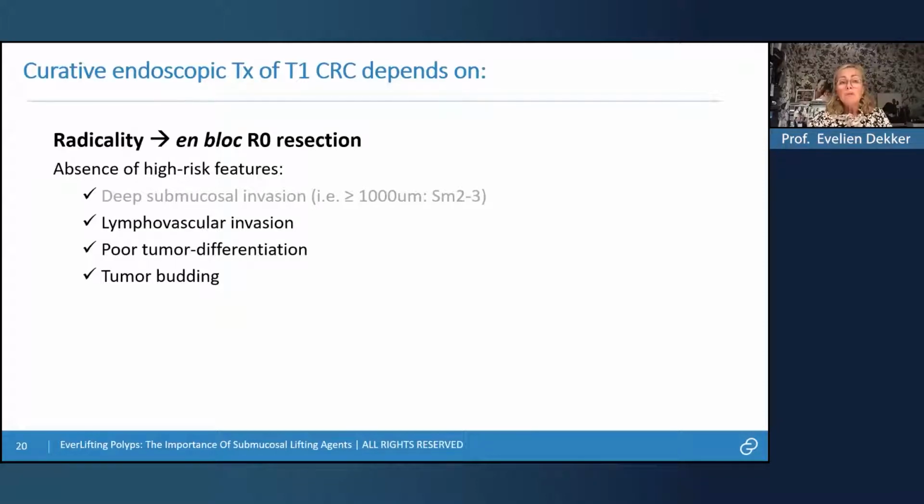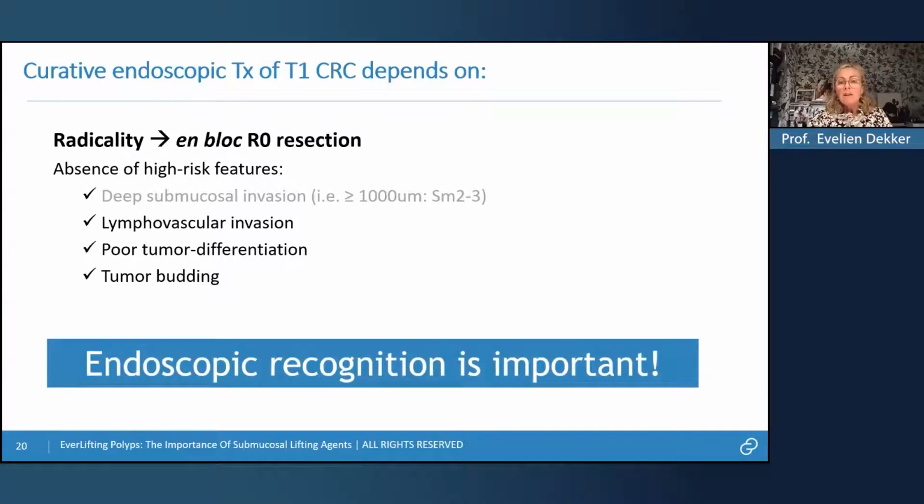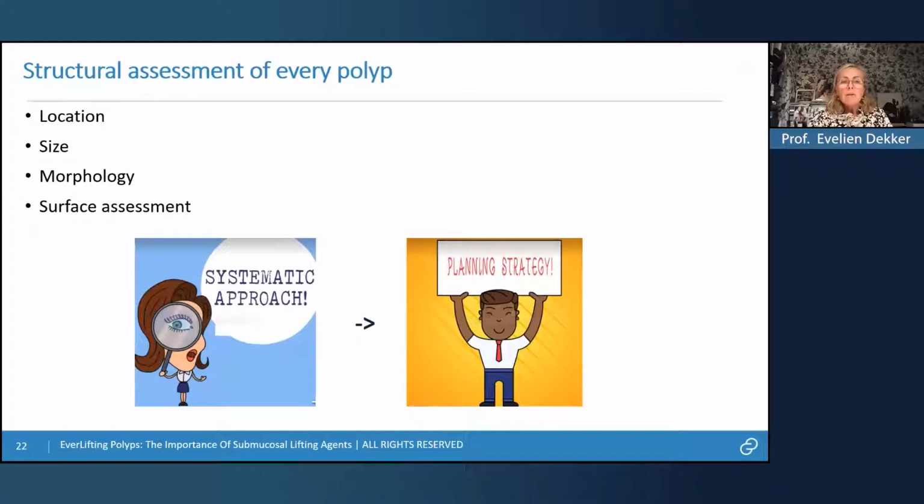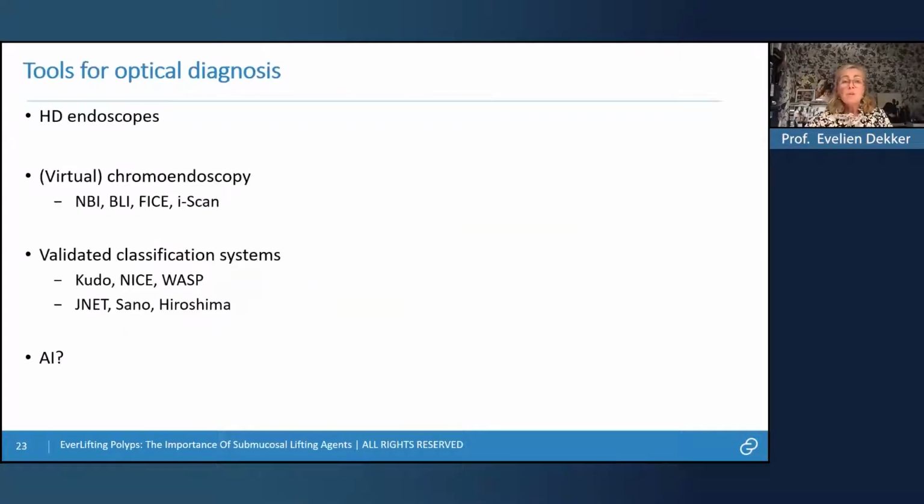So when we look at all those curative options and all the risk factors as we just discussed, I think it becomes definitely clear that we need to recognize endoscopically those early cancers because we need to plan which kind of procedure we are going to perform. And that here is the example of the accurate optical diagnosis. So every time I would like to promote it for any polyp you see, small or large, anywhere in the colon, you always structurally assess that polyp, its location, size, morphology, and the surface.